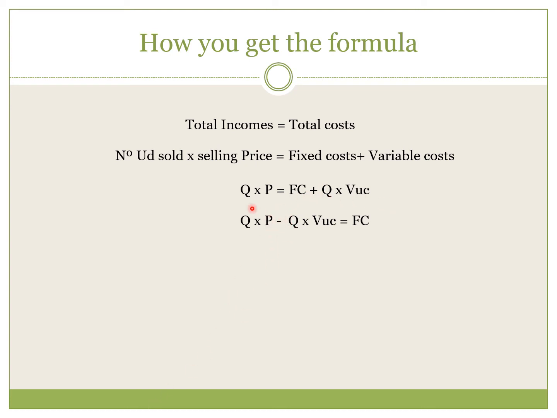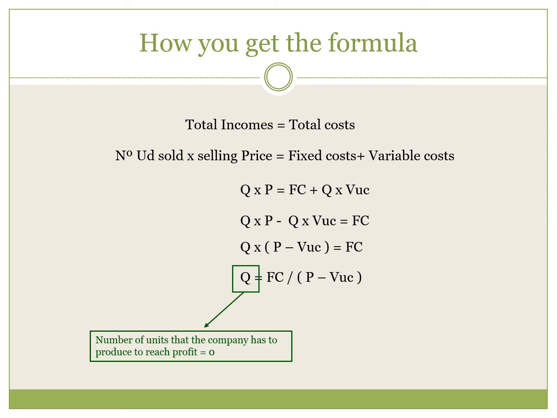Okay, now we're going to get a common factor. Common factor would be Q. So we have Q multiplied by P and Q multiplied by variable unitary cost. So we do it like this, and that equals the fixed cost. And now what is here multiplying goes to the other side, dividing. Okay, as you can see, it's on the left, goes to the right, dividing.